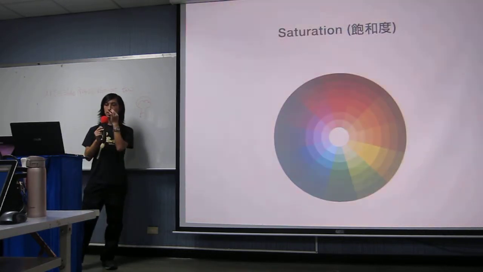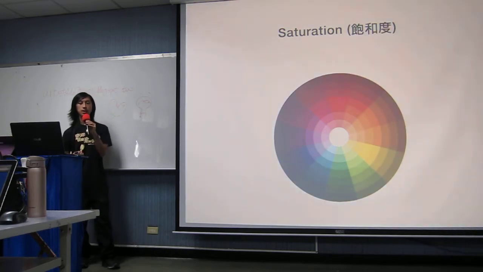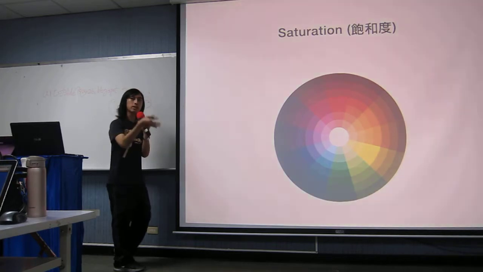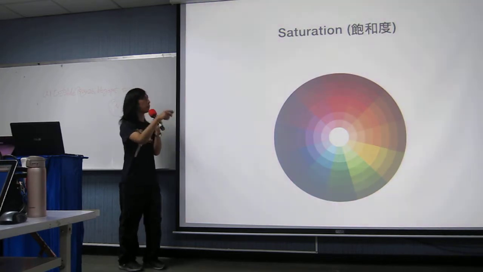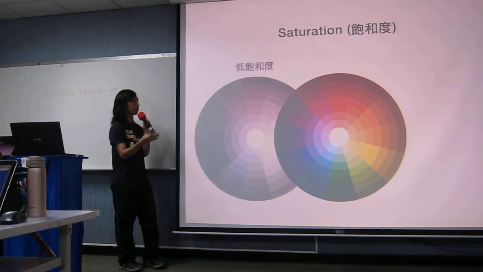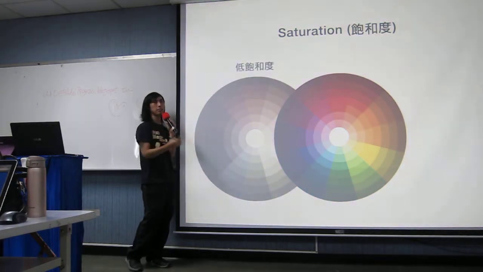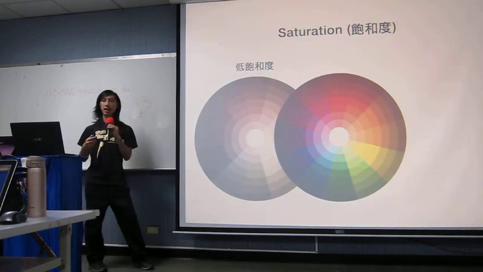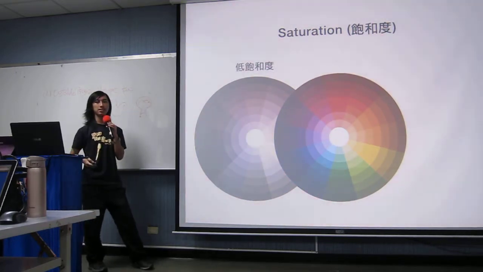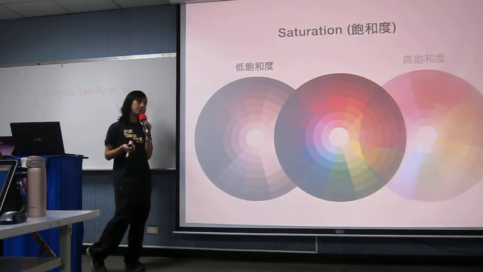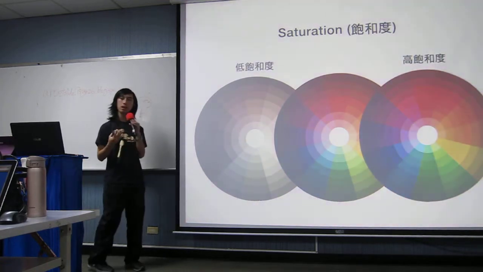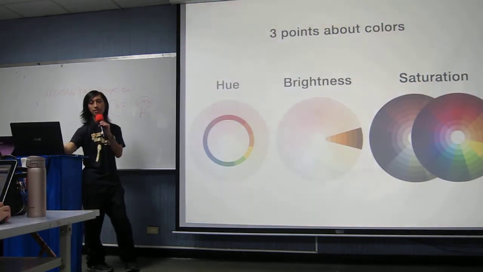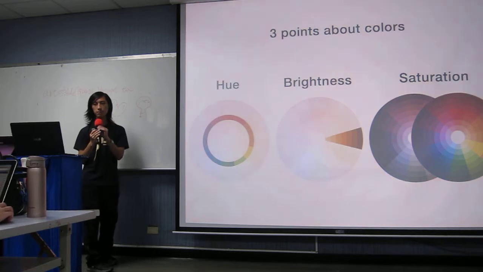And the last one is the degree of saturation. Compared to the true color, brightness is when we add black or white into the true color. About saturation, if something has low saturation, that means you add water into the true color. And what is high saturation? That is your newly bought iPhone, which will have a very high degree of saturation. Okay? And those are the 3 points about colors.